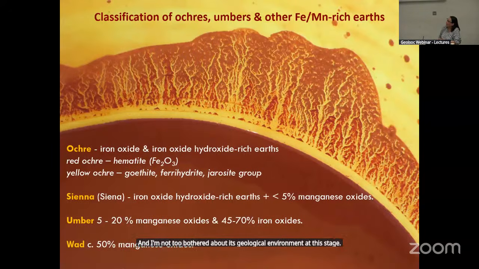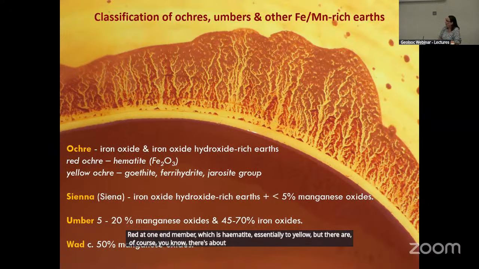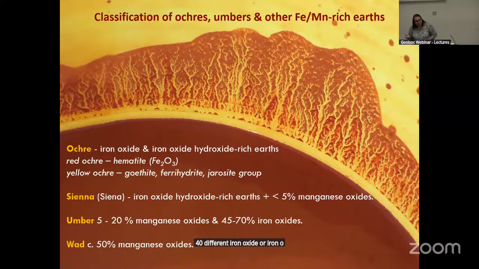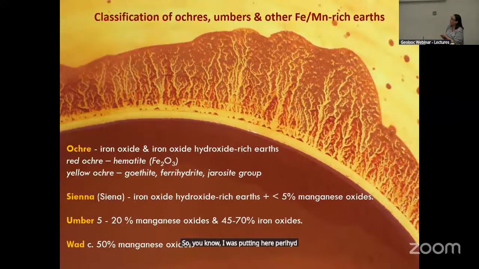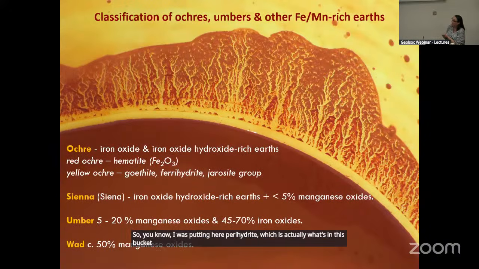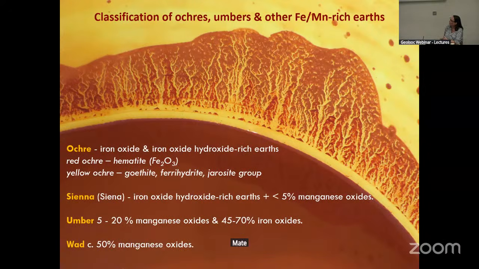So these range in colour from red at one end, which is hematite, essentially, to yellow. But there are, of course, about 40 different iron oxide or iron oxide hydroxide minerals, and many of them are suitable as pigments. So I've also put in here perihydrite, which is actually what's in this bucket in the background, and also sulfate minerals like jarosite, iron sodium and iron potassium sulfates, which make lovely yellow ochres.